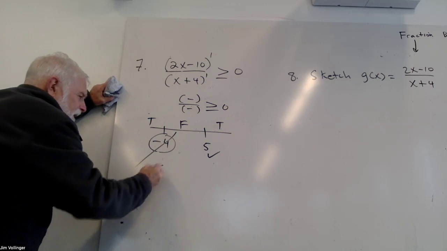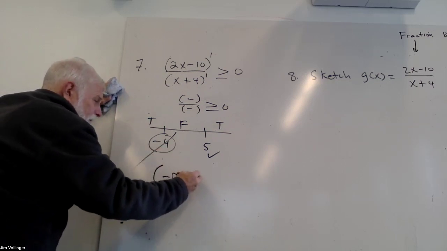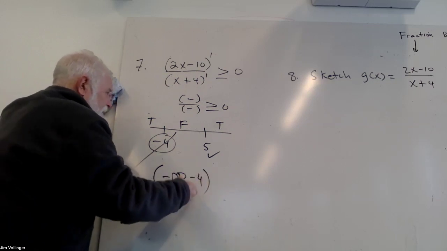So what do I have? My answer: negative infinity to, can't use -4. Can't use it, so it's a parentheses.